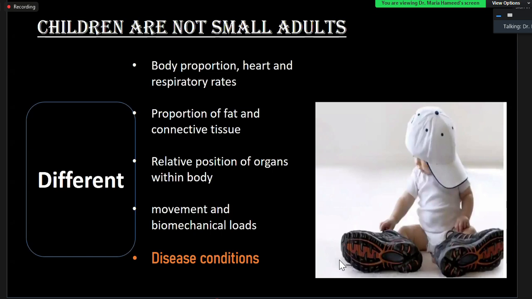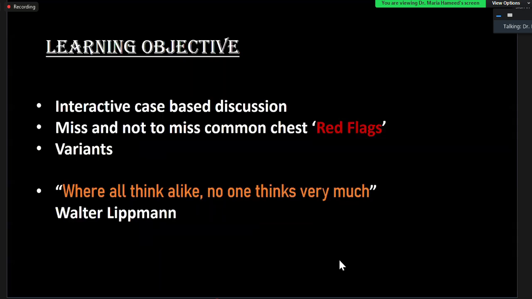So that's why not only the disease patterns, but some of the variants are also present in children. That's why they are different. So the learning objectives: as we are dealing with pediatric chest emergencies today, this is a very wide topic, and there is no way I can cover it all within 30 minutes.